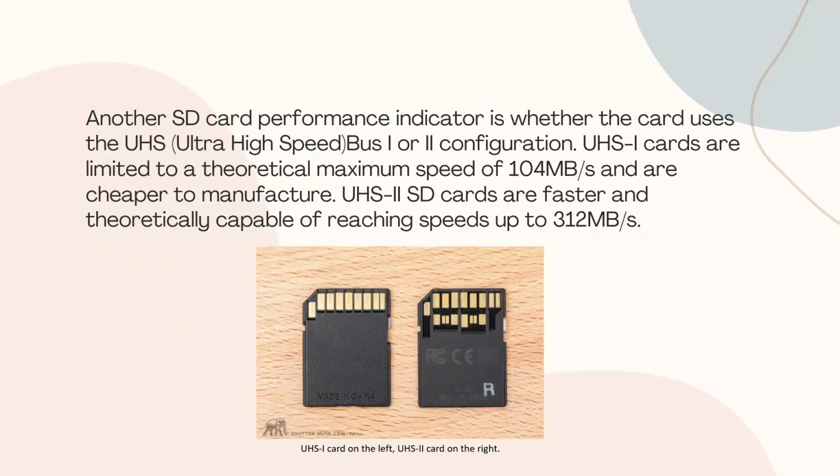Another SD card performance indicator is whether the card uses the UHS, the Ultra High Speed bus, 1 or 2 configuration. The UHS-1 cards are limited to a theoretical maximum speed of 104 megabytes per second and are cheaper to manufacture. The UHS-2 SD cards are faster and theoretically capable of reaching speeds of up to 312 megabytes per second. And you'll see in the example, the UHS-1 card is on the left, and the UHS-2 card is on the right.